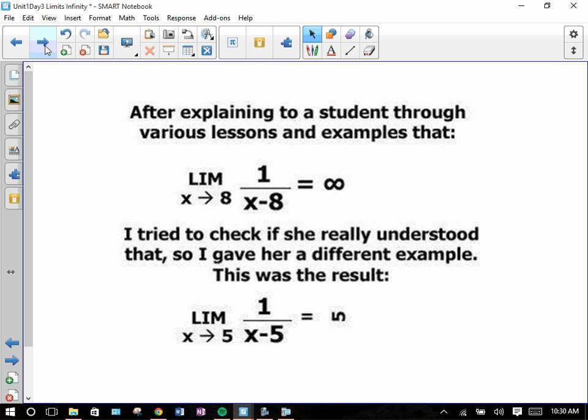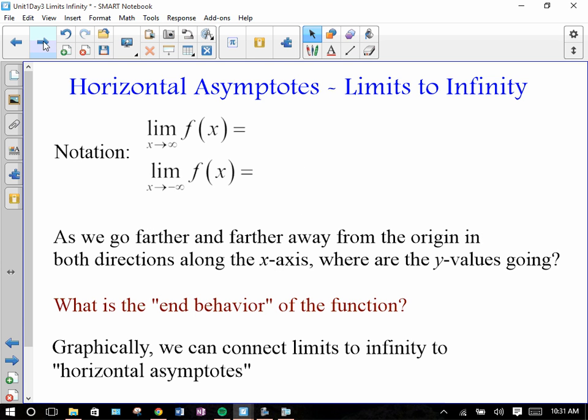Here's a little thing I'm going to see if you guys can get it. After explaining to a student through various lessons and examples that the limit as x approaches 8 of 1 over x minus 8 equals that, I tried to check if she really understood. So I gave her a different example. This was the result. It's a sideways 8, so it's a sideways 5 now. Obviously, this is wrong. It is infinity, but it's making fun of students who thought, oh, this is a sideways 8, so I'm just going to make this into a sideways 5.